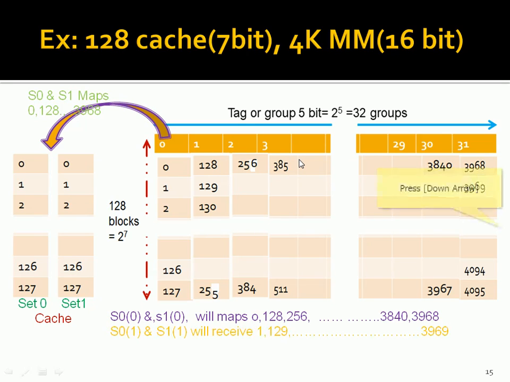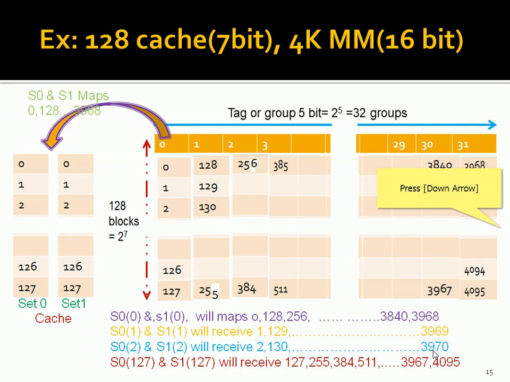So that is set associative, here a two-way set associative. Set 0 of 1 and set 1 of 1 will be able to receive 1, 129, 396 and so on. Similarly, set 0 of 2 and set 1 of second location will be able to receive block 2 of main memory, 130, 397. Similarly, set 0 of 127 and set 1 of 127 will be able to receive 127, 258, 384, so on, 4095. So this is an example of two-way set associative mapping policy. This is a hybrid mechanism, where both set and direct mapping policies are adopted.